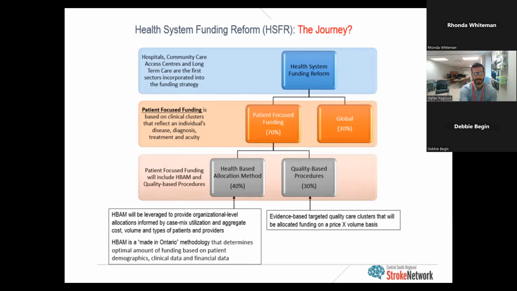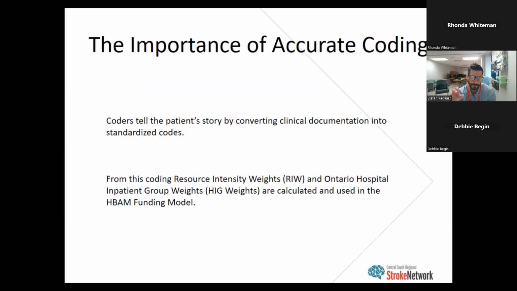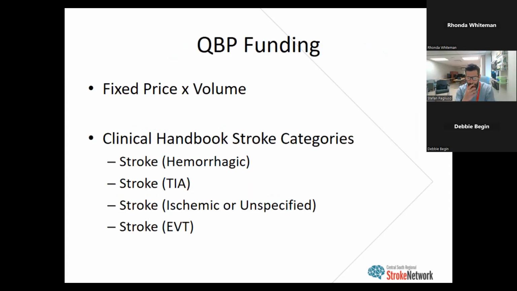So if we go to the next slide, this is really demonstrating the importance of accurate coding. And so it's clear based on those funding models that the coding accuracy has a significant impact on funding. And so really coders tell the patient's story by converting clinical documentation into standardized codes. It's from this coding that RIWs and HIG weights are calculated to inform the HBAM funding model. It's so clearly important.